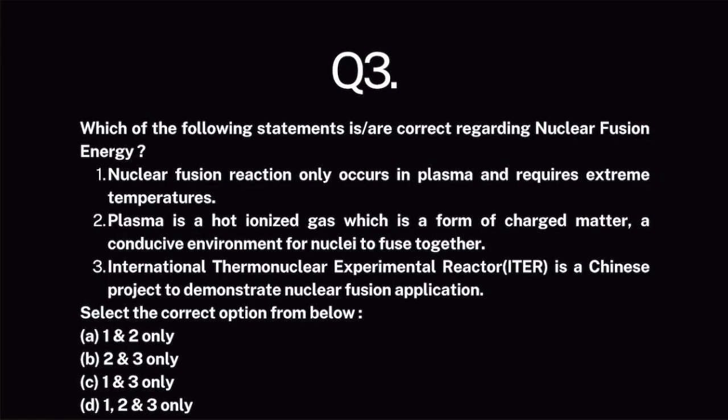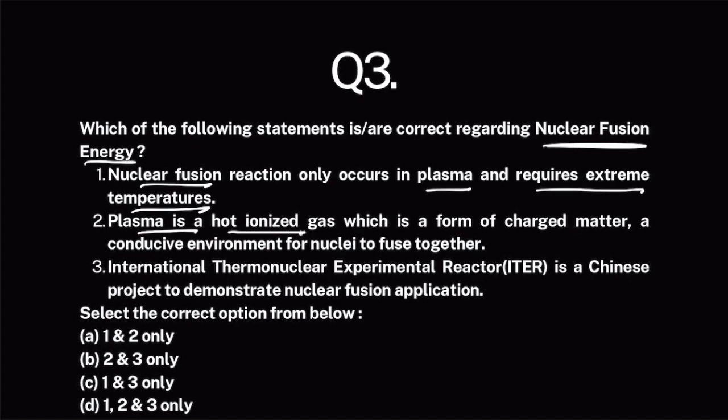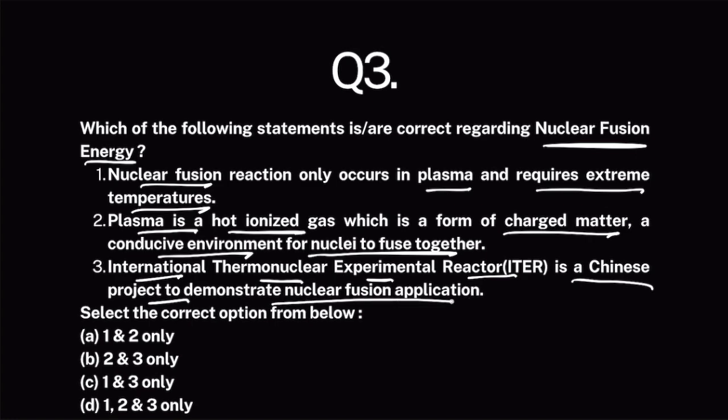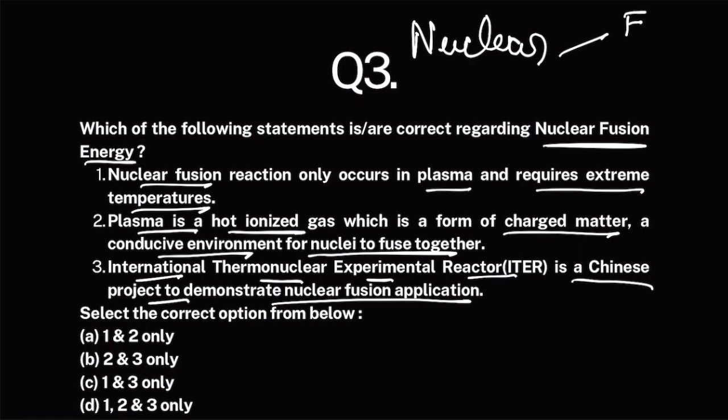Question 3. Which of the following statements is/are correct regarding nuclear fusion energy? Nuclear fusion reaction only occurs in plasma and requires extreme temperatures. Plasma is hot ionized gas which is a form of charged matter, a conducive environment for nuclei to fuse together. International Thermonuclear Experimental Reactor is a Chinese project to demonstrate nuclear fusion applications. Now look, nuclear energy can be produced through either fission or fusion.